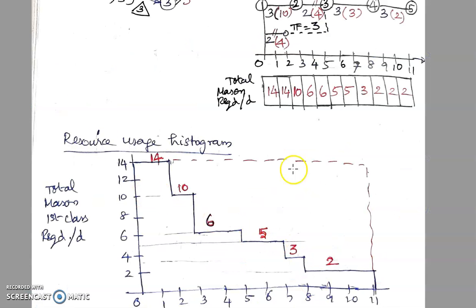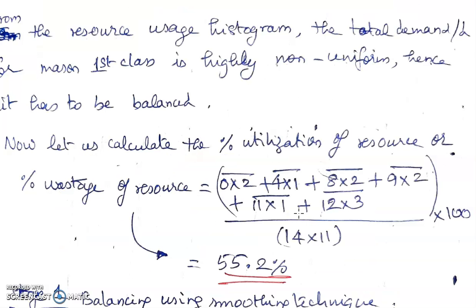So if this scenario exists, there will be a wastage of 55.2% of Mason availability, which is 14 into 11. That 55% will be wastage. So we have to go for balancing of resource. So what do we have to do?